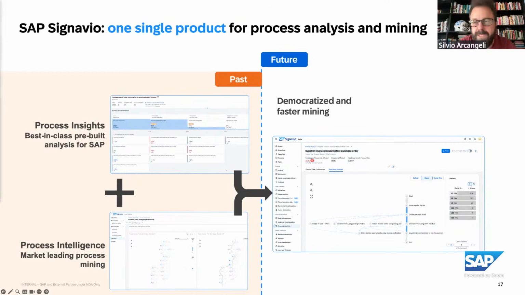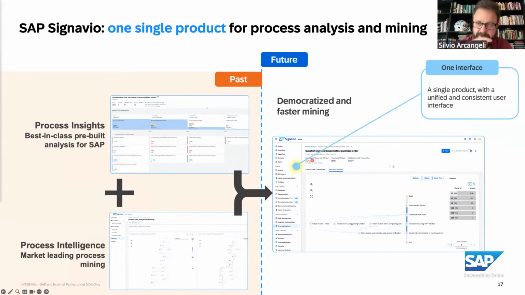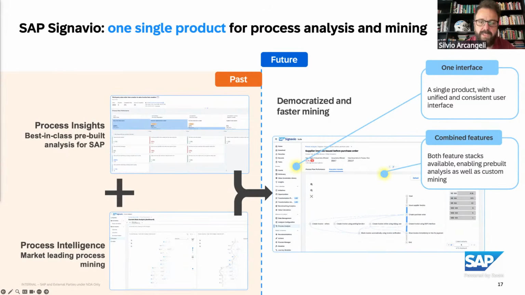What we will do in the coming months, and the current foreseen release date for the very first version of the unified product is June next year. So we will bring it on stage at Sapphire. That's the current plan. We will also unify the products themselves. So the unification will imply different things. First of all, as you see in the screenshot on the right, one interface. So one single product. On the left side, you will have the entire navigation pane with all of the capabilities, consistent in terms of user interface across both tools.